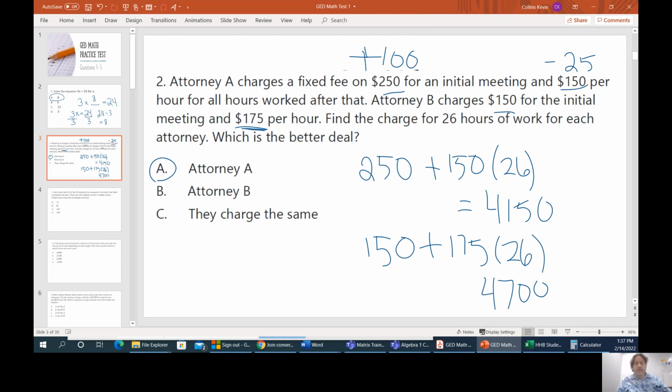Okay. So obviously, the first guy is a much better deal. You use your calculator, or you can just logic it out here and say, well, this guy, I'm going to gain that $100 I didn't have to pay to begin with after only 4 hours. So whatever works for you, that's the main thing. Okay. Let's go ahead and check out a few more.